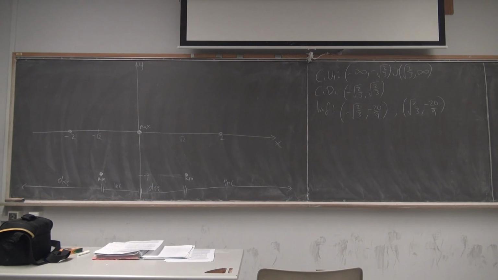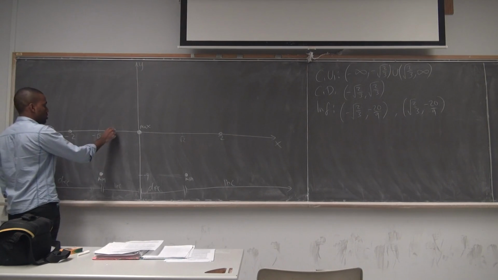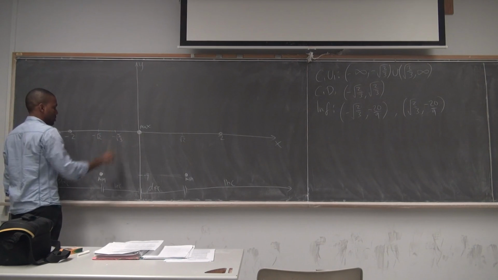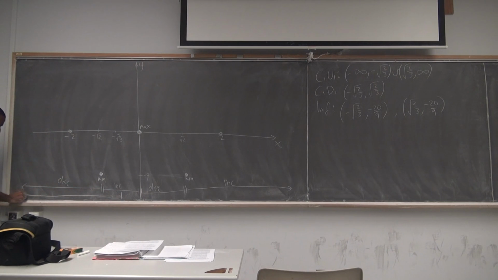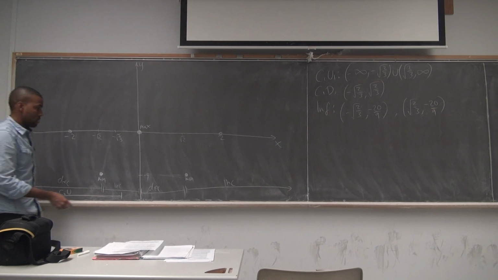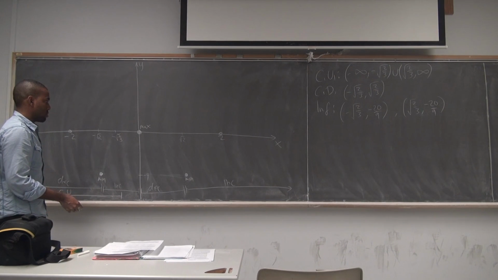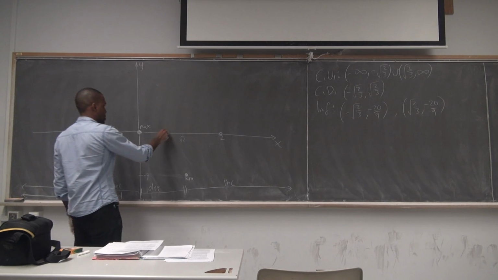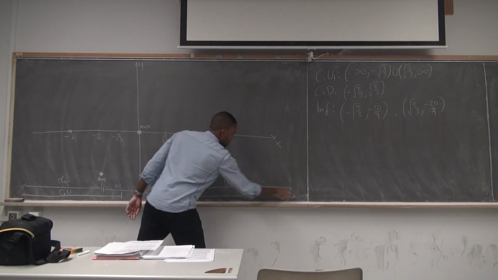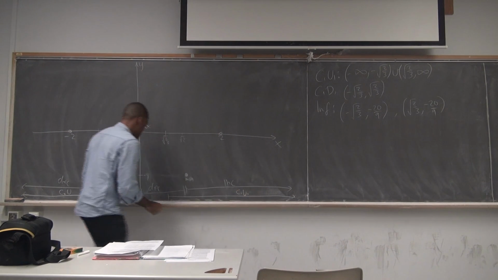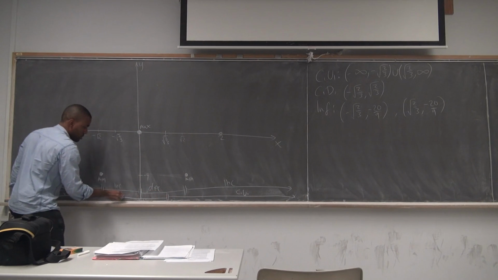Concavity. Where's my concavity? Concave up from negative infinity to negative radical 2 over 3. So radical 2 over 3 is going to be somewhere over here. So I know from that point back, I'm concave what? Concave up. And somewhere else? Radical 2 over 3 to positive infinity. So from there onwards, I'm concave up, which means in between I'm concave down, right?